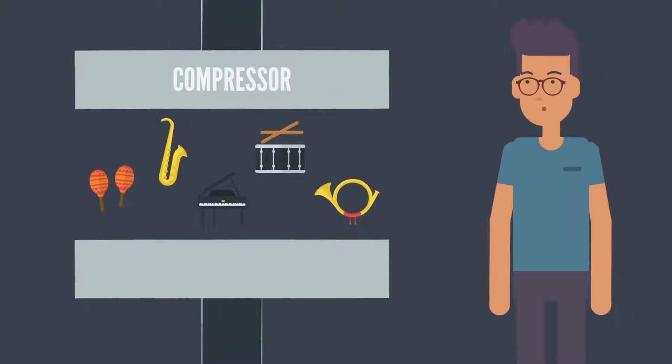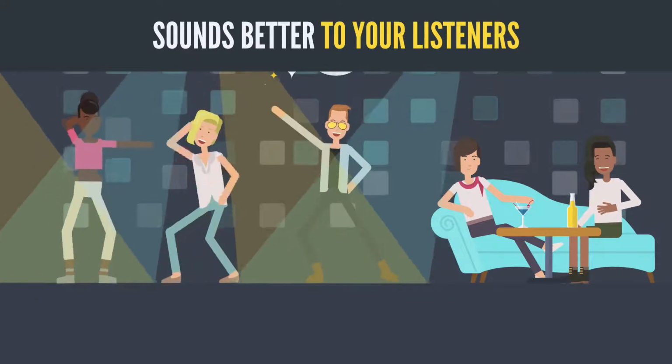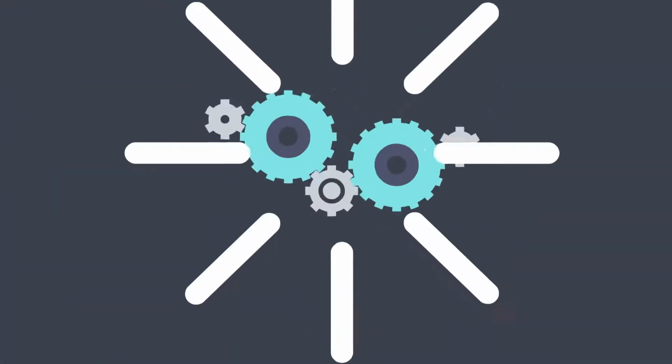A compressor squashes the volume of your instruments so that they fit perfectly in your mix. This will make your song sound better to your listeners. But how does it work?